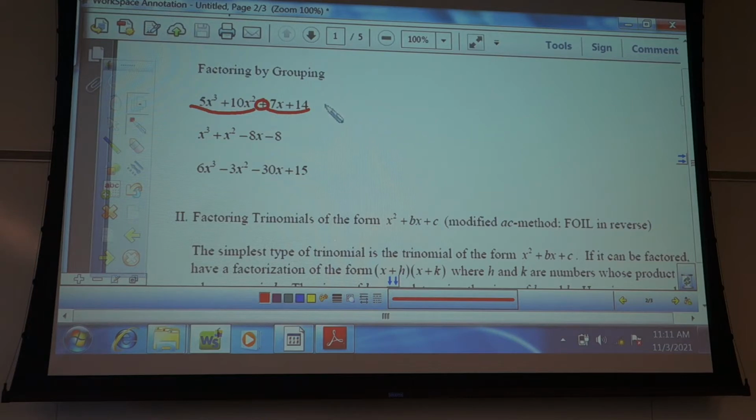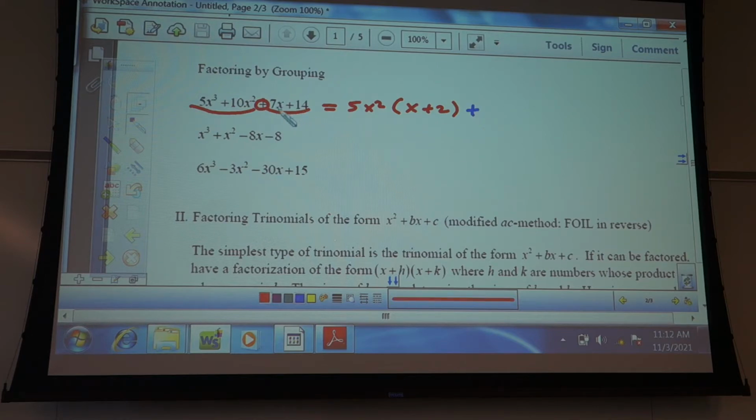So what we did here was, okay, so what can I pull out of 5x to the third and 10x squared? 5x squared. What am I left with? x. If I divide this by 5x squared, I get x. If I divide this by 5x squared, I get 2, so plus 2. And then don't forget this plus here, that's important. Maybe I'll do it in different colors.